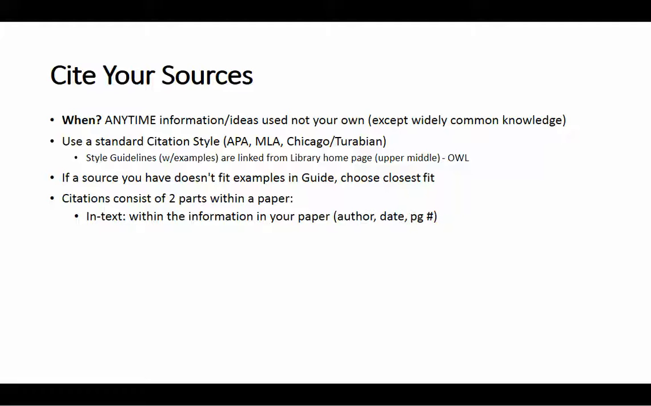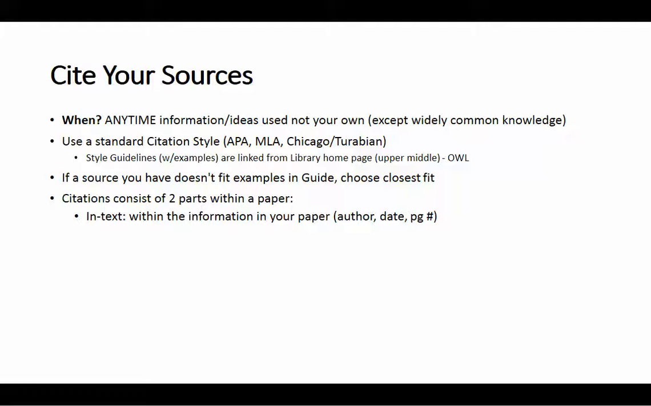Now, citations themselves consist of two parts within any research paper. The first part is the in-text citation. It's the information that's actually within the paper that usually consists of the author's last name, the date of publication, and if applicable, the page number. And we'll talk in a minute about how to do that in specific.